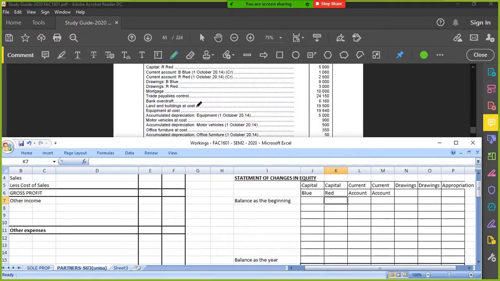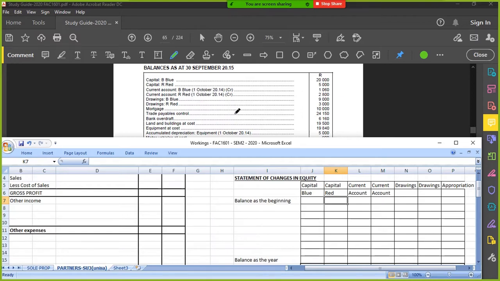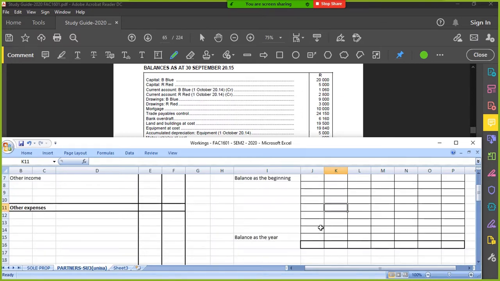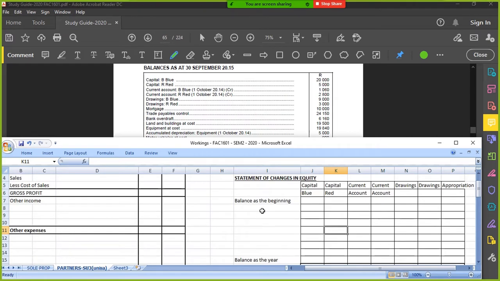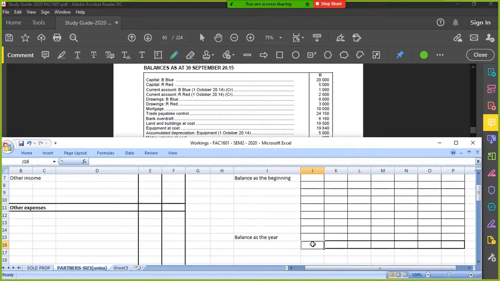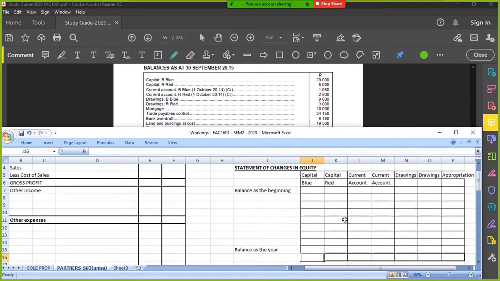Okay, so there's no brackets. So this is the capital before we've calculated profit, in other words, before we've apportioned the profit. This capital is the amount attributable to the owners that they've given to the partnership in the past, and they still have that capital today. Because of the dates, I'm just going to put that here at the bottom, end of the year. Okay, blue had how much? Blue had 20. Red had 5.